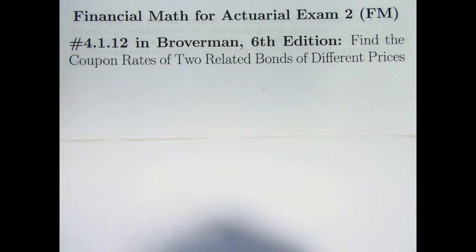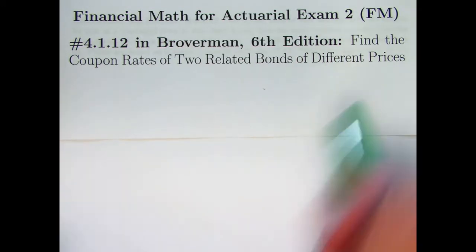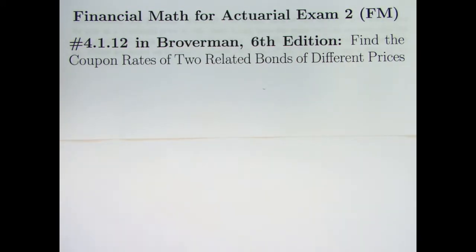Problem 4.1.12 in Broverman is a bit more challenging from a problem-solving perspective than the other problems we've done about bonds in Chapter 4. We're going to be finding the coupon rates of two related bonds that have different prices.